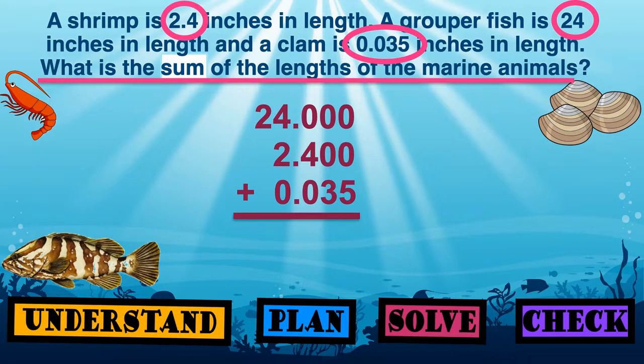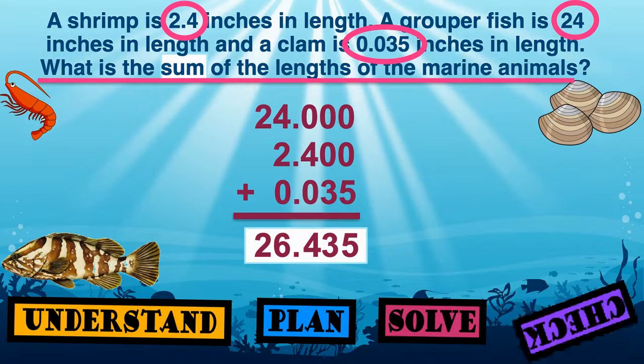5 plus 0 plus 0 is 5. 3 plus 0 plus 0 is 3. 0 plus 4 plus 0 is 4. 0 plus 2 plus 4 is 6. And we bring down our 2. Let's not forget our decimal point. Good. Our sum is 26 435 thousandths. But we're not finished yet.